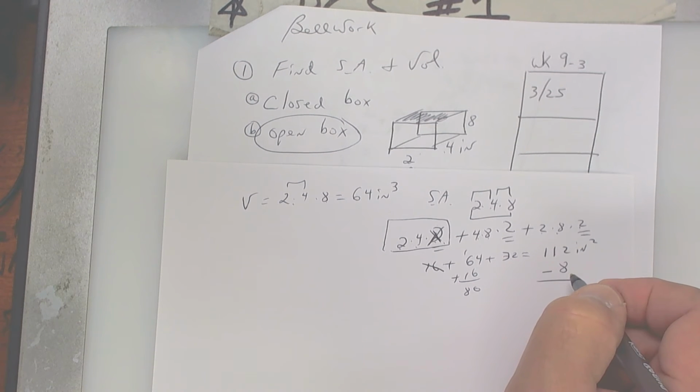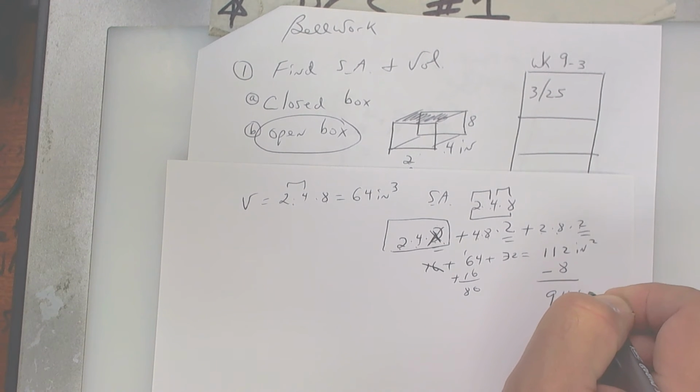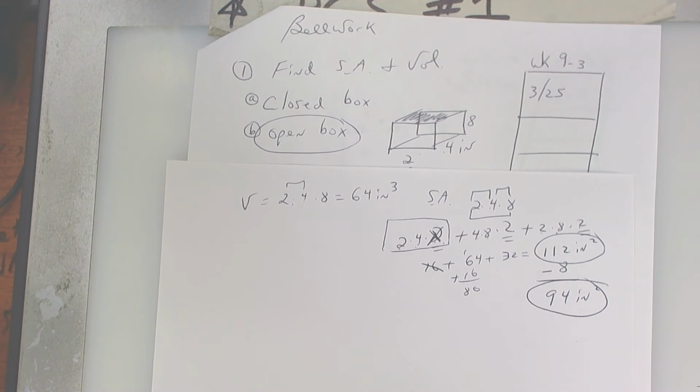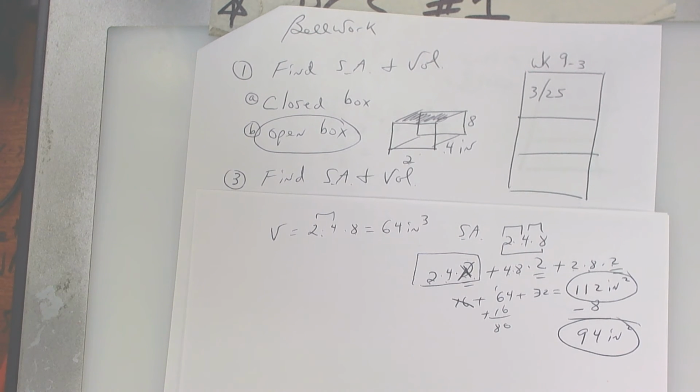And if you do that, I think that gives you 94. So for the open box, it should be 94. For the closed box, it should be that. Okay? So remember, if it's open, it does not have a lid on it, so you don't multiply the bottom by 2. All right, make sure you understand that.